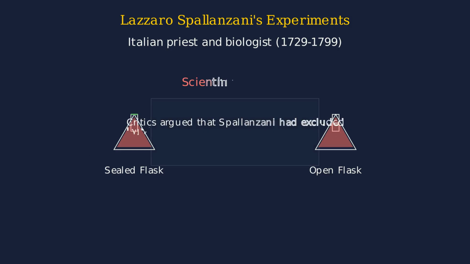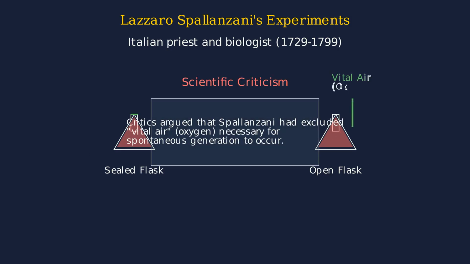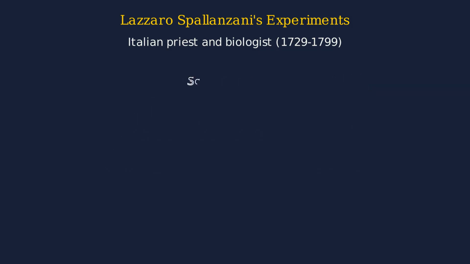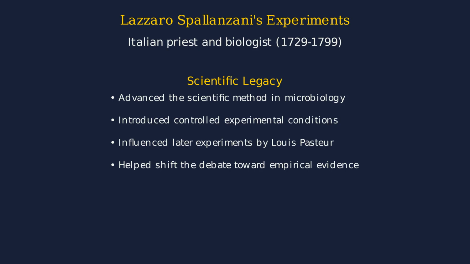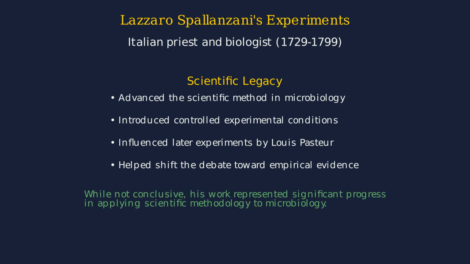Critics of Spallanzani's work argued that he had excluded vital air, what we now call oxygen, which they believed was necessary for spontaneous generation to occur. Despite these criticisms, Spallanzani's meticulous experiments represented significant progress in applying the scientific method to microbiology. His work influenced later scientists like Louis Pasteur, who would definitively settle the spontaneous generation debate.